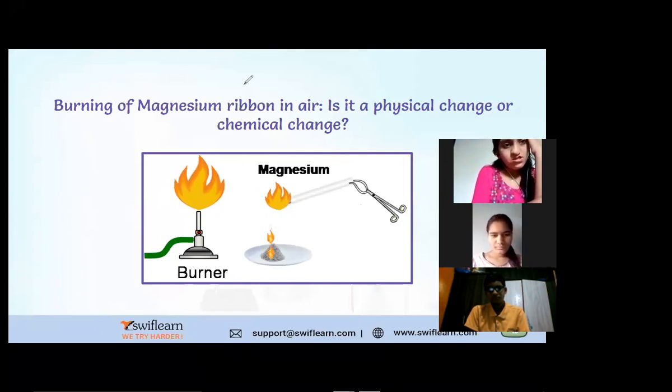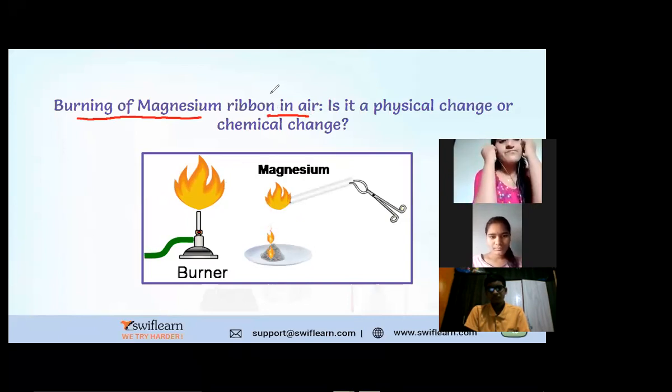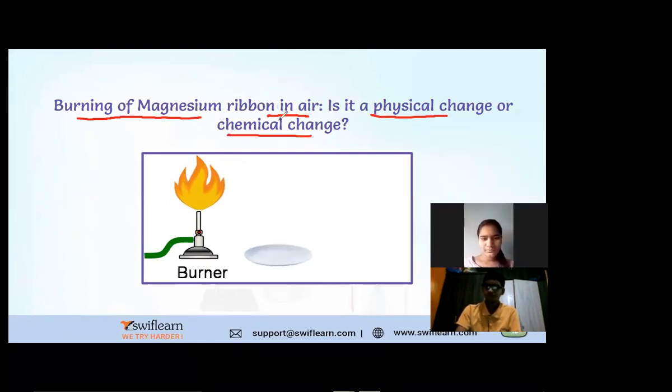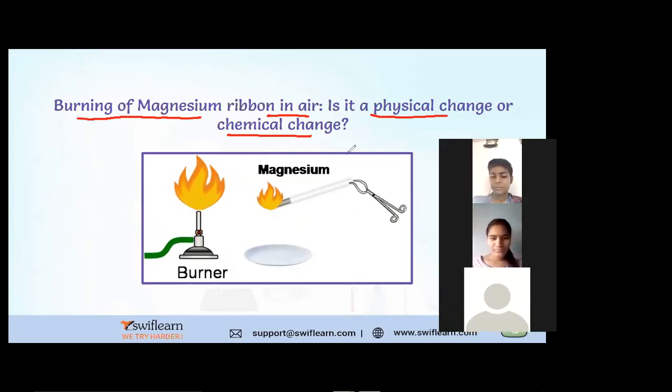So what will happen? This is the burning of magnesium ribbon in air. Is it a physical change or a chemical change? Can anyone guess? Chemical change. Yes, very good. That is a chemical change only. Here we are seeing the burning of magnesium ribbon in air. Air means which gas? In the presence of which gas will it burn? Oxygen.